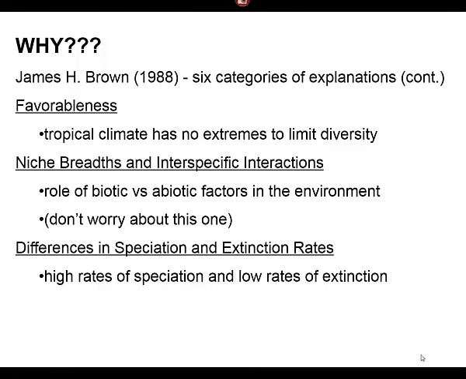Niche breadths and interspecific interactions. This brings in the role of biotic and abiotic factors in the environment. This one is so heavy on the evolutionary biology, I'm not going to hit you hard on this one, I promise, because some of you have not had the class. And then lastly, differences in speciation and extinction rates. This I do expect you to know from evolutionary biology. High rates of speciation and low rates of extinction in these tropical areas lead to great amounts of species diversity.